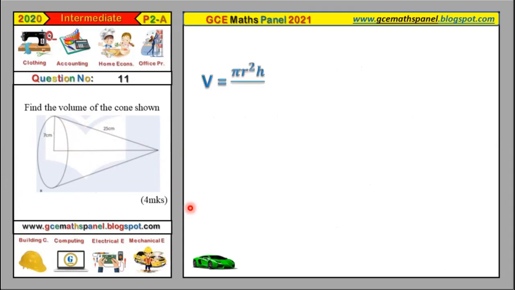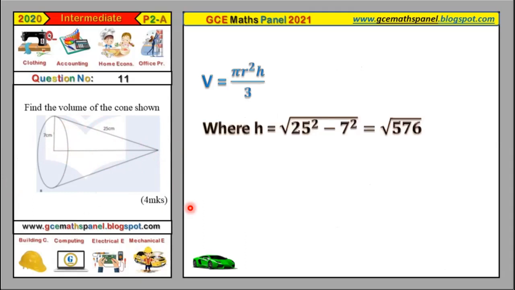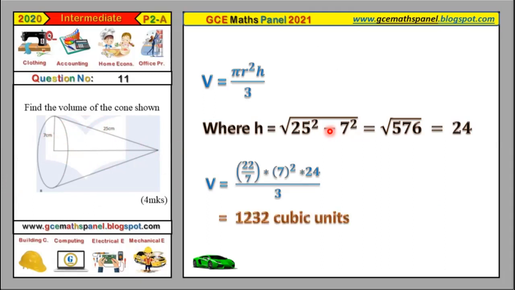Knowing that the volume of a cone is given by pi radius squared times height on 3, we get our height from 25 squared minus 7 squared, that is hypotenuse squared minus this other side squared, and that gives us 24. So our volume will be equal to 22 on 7 times 7 squared times 24 on 3, and that gives us 1232 cubic units. This question looks very simple. It's actually simple, but you have to be very careful not to use the slant height, or you can call it the hypotenuse. Don't use it.